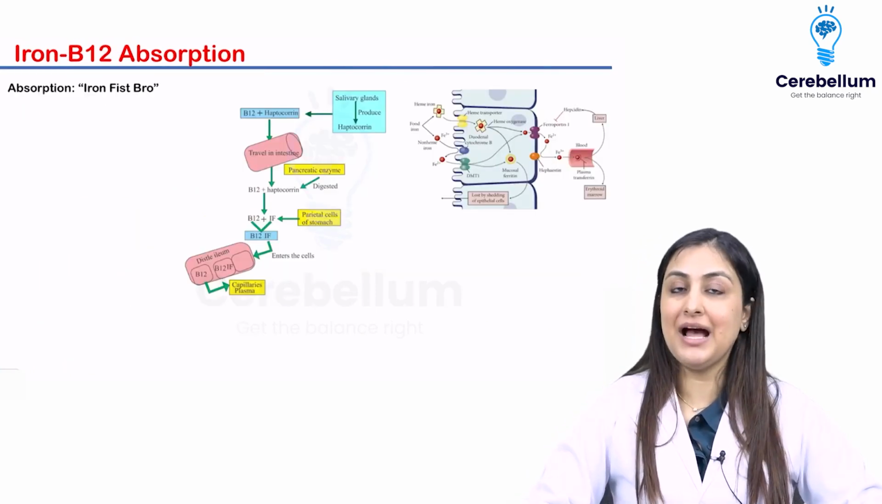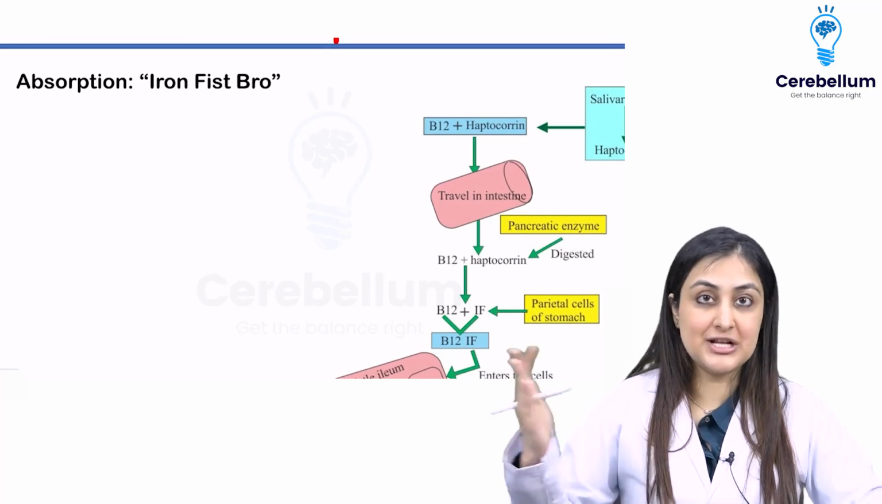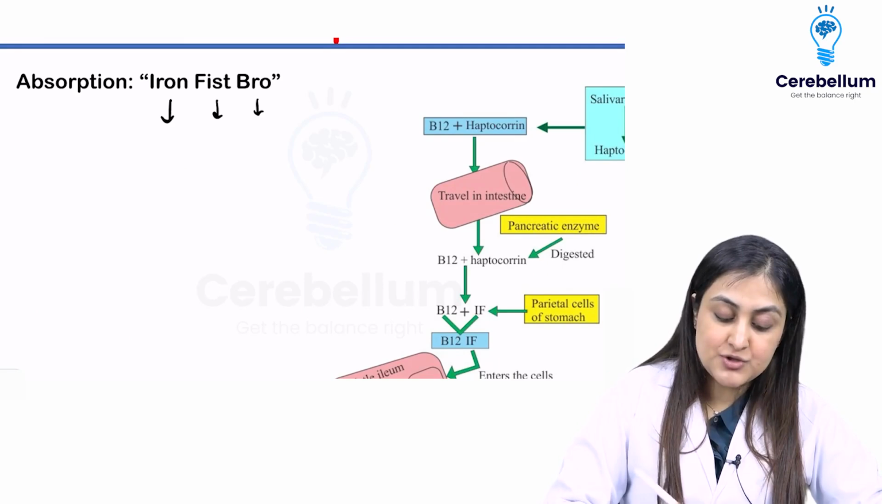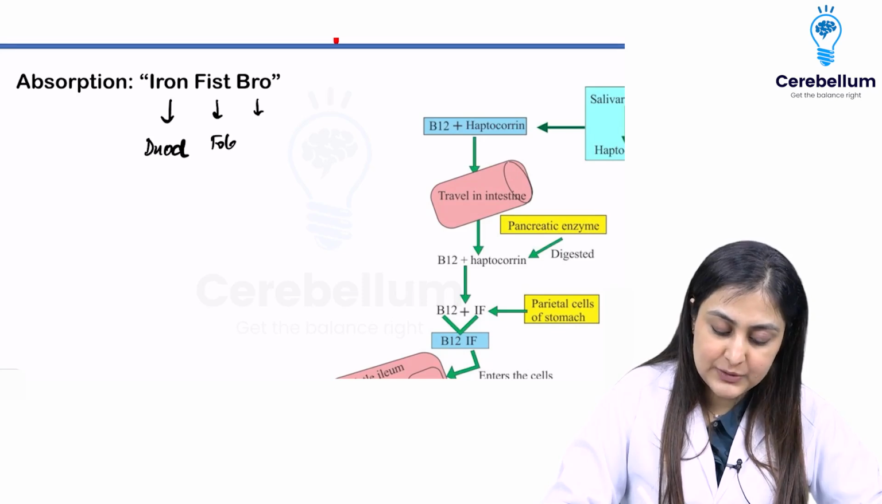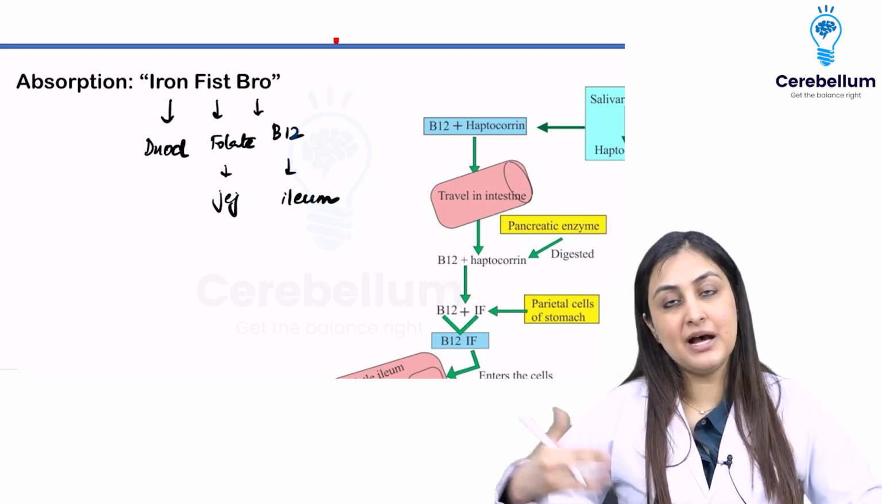Now let's talk about iron and B12 absorption. Remember this mnemonic, iron fist bro, which tells you the parts of the small intestine where each of these are absorbed. Iron is absorbed in the duodenum, fist for folate, which is absorbed in the jejunum, whereas bro for B12, which is absorbed in the ileum. So iron fist bro, one step down as we keep going.